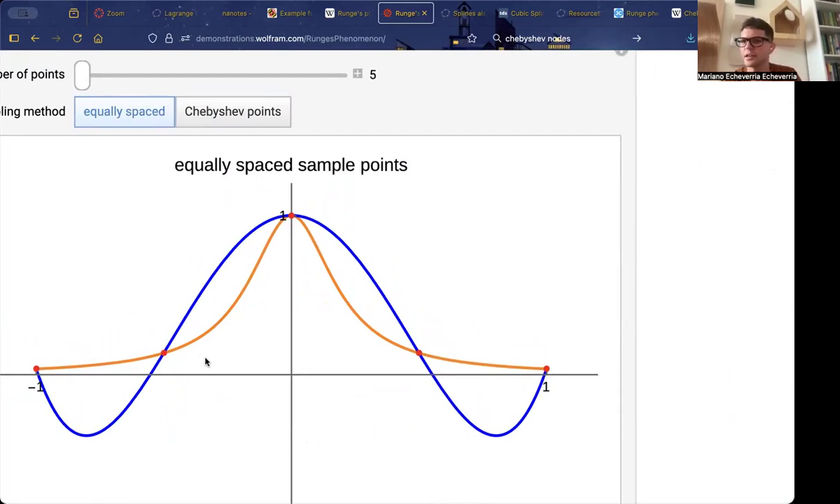So the philosophy here is that instead of doing the integral for the orange curve, you would do the integral for the blue curve, because the blue curve is a polynomial and polynomials are super easy to integrate, right?